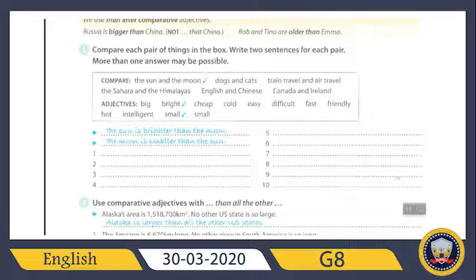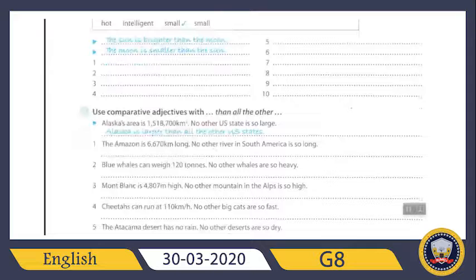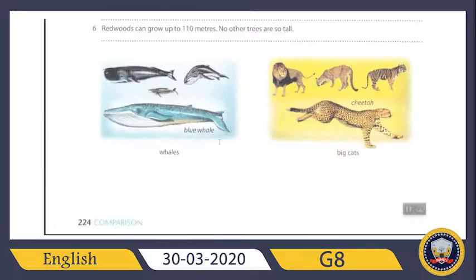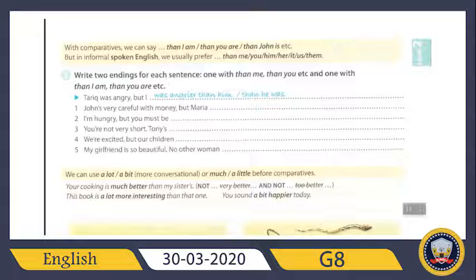Here you see some of the examples that I will try to assign to you for the session. But we are going to continue our study with comparatives, then I will assign them. With comparatives, we can say than I am, than you are, than John is, and so on. But in informal spoken English, we usually prefer than me, than you, than him, her, it, us, and finally than them. You can see the example here. Tariq was angry, but I was angrier than him, or I was angrier than he was.